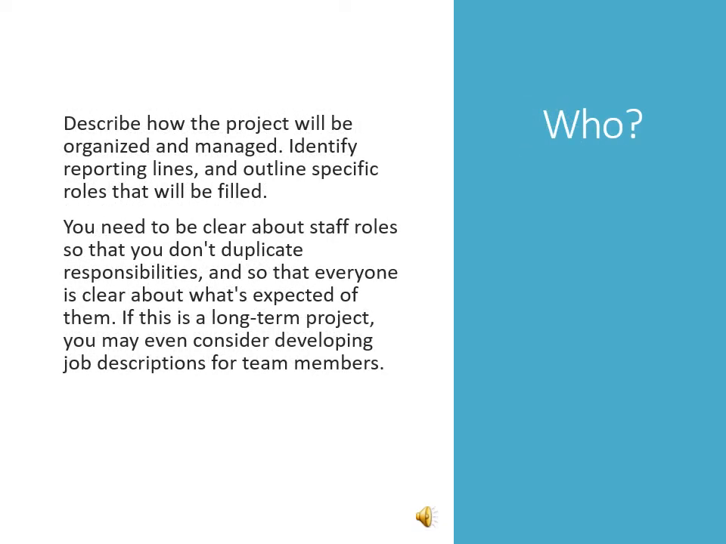Section 3 describes the who, the people involved in the project. Here we describe how the project will be organized and managed. Identify reporting lines and outline specific roles that will be filled. You need to be clear about staff roles so that you don't duplicate responsibilities and so that everyone is clear about what's expected of them. If this is a long-term project, you may even consider developing job descriptions for team members.